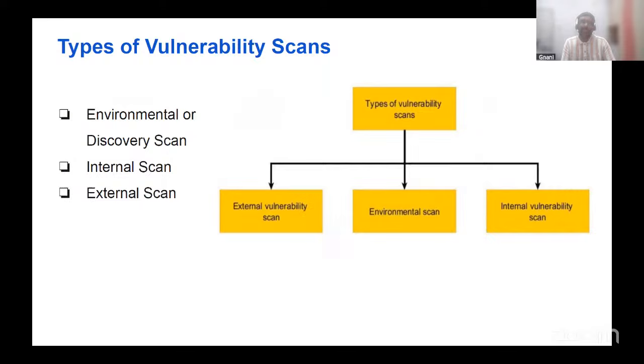So I can scan these DMZ zone servers, which are external facing. That will be considered an external scan because I want to do this from outside. And one more way is to scan your entire network from the outside. You will try to utilize some tools or technologies and try to penetrate your network. You are doing an official hacking activity in your network to identify the gaps.